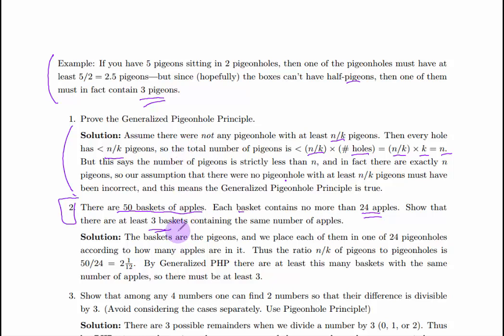Now, this one's kind of tricky. It looks like the pigeonholes should be the baskets and the apples should be the pigeons. But then you have 50 baskets, and each basket contains no more than 24 apples. That really doesn't tell you anything about the number of apples in the baskets. If each basket contains no more than 24 apples, there could be 0 apples in all the baskets. You haven't told the total number of apples or anything. So it seems that we're not going to be able to make the baskets be the pigeonholes and the apples be the pigeons.